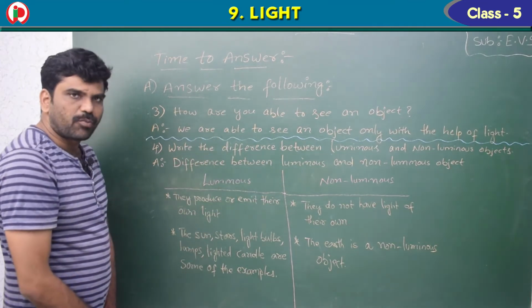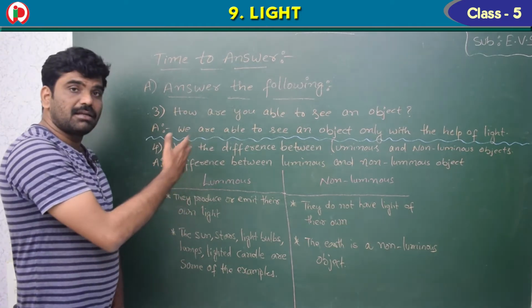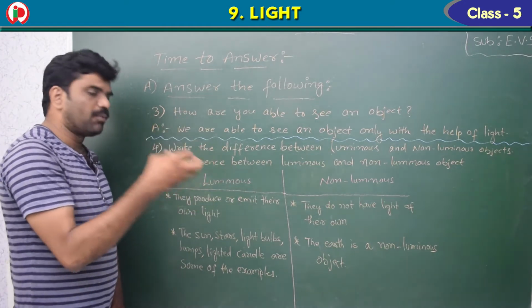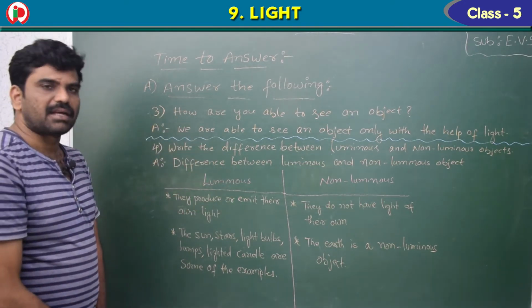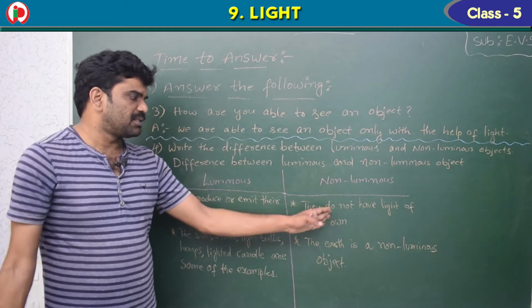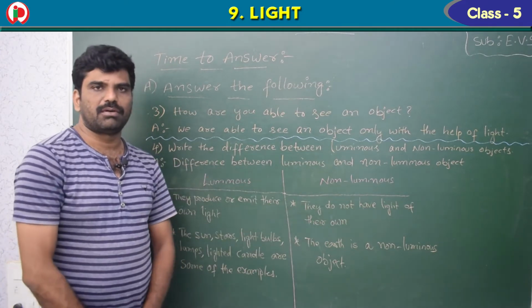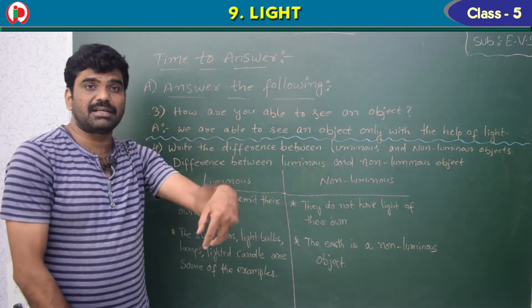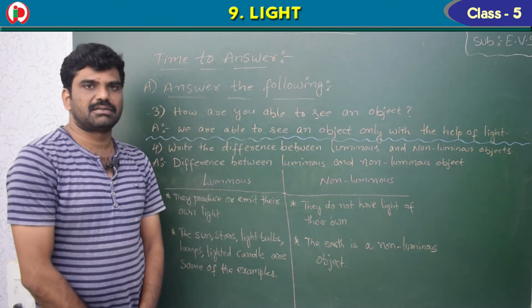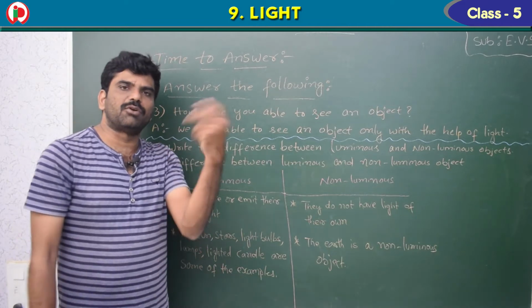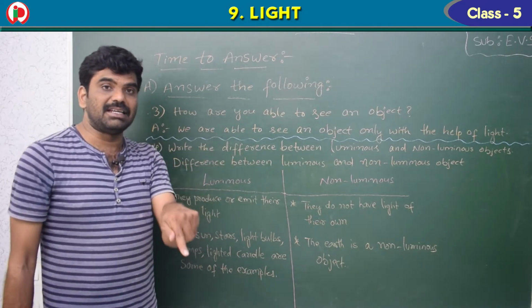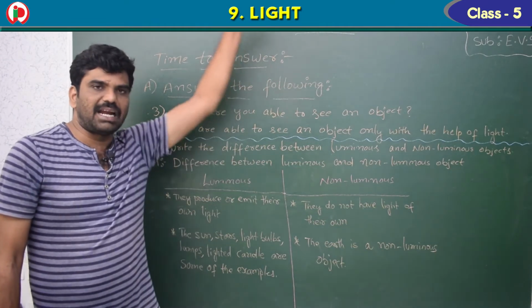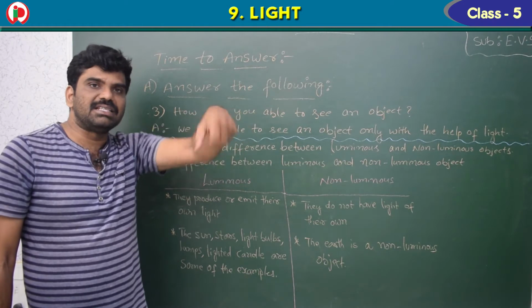Luminous objects, first point. The luminous objects produce or emit their own light, like the sun. Non-luminous objects do not have light of their own. But when light falls on the object, we are able to see the things. See here, the sun is able to produce its own light, but the earth cannot. Earth cannot produce its own light, but when sunlight falls on the earth, everything is visible.